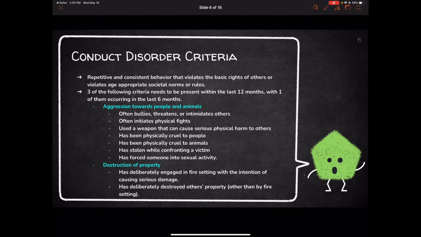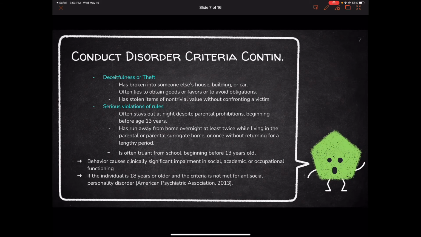The next category is destruction of property. So this is for people who have deliberately engaged in fire setting with the intention of causing serious damage, or they've deliberately destroyed others' property by things other than setting a fire. The third category is deceitfulness or theft. So if they've broken into someone's house, building or car, they often lie to obtain things or favors or to avoid obligations, and they've stolen items of non-trivial value without confronting a victim.